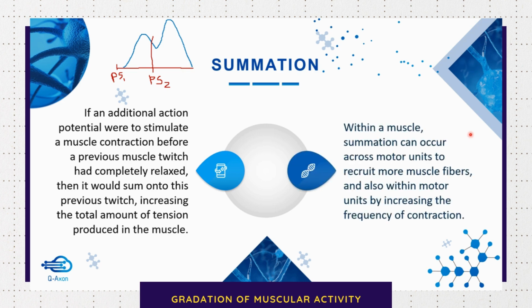Also, summation can occur across motor units, which means that if you are lifting a light object, like let's say you're lifting a pencil, then only a small number of motor units contract. So there is summation of, or adding up of, only a small number of motor units. But if you are lifting a heavy object, then there is recruitment of a large number of motor units. So there is summation of contractions across a larger number of motor units, generating more power.